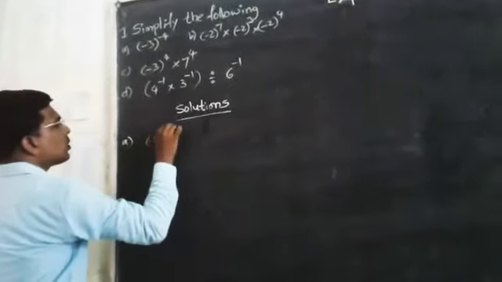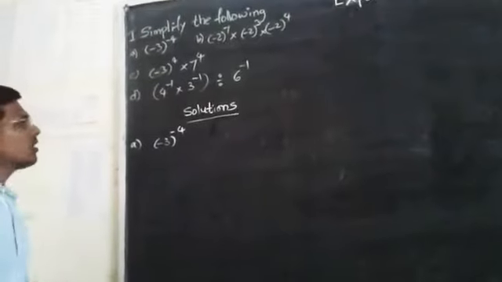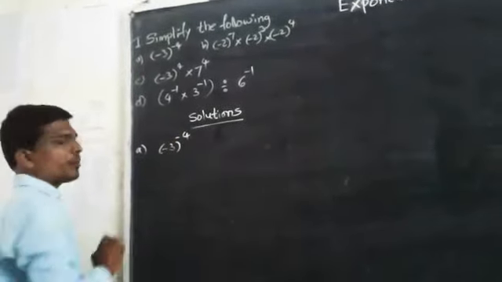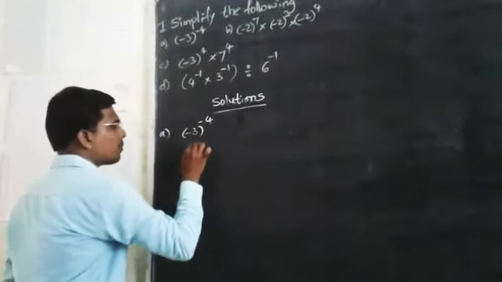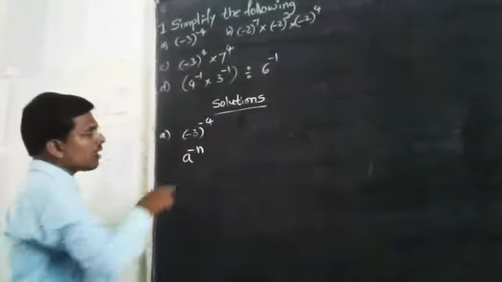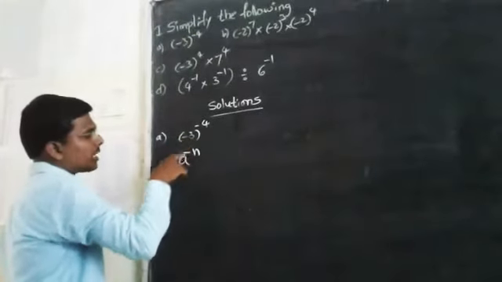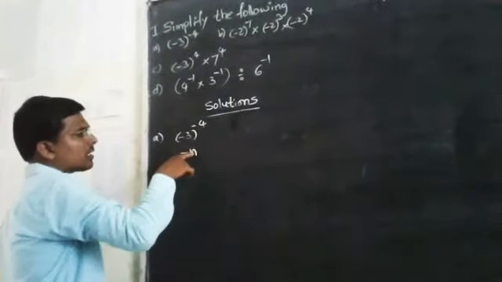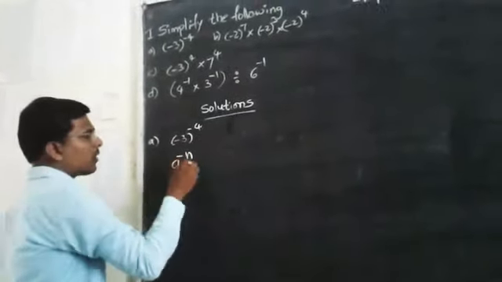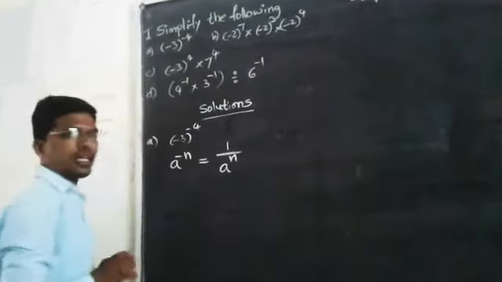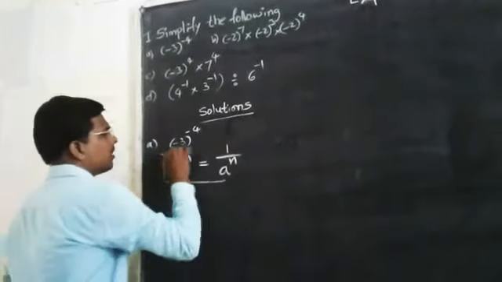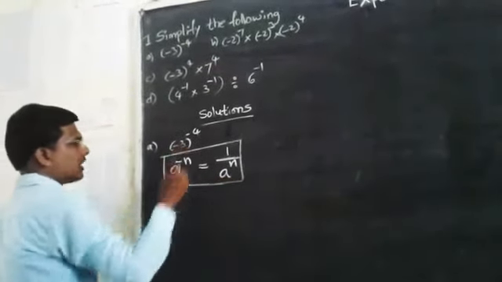Solutions. The first question is (-3) to the power of -4. This is in the form of a to the power of minus n. The base value, minus 3, belongs to a, and the 4 belongs to n. So a to the power of minus n is equal to 1 by a to the power of n, is our formula. By using this law, we have to solve this.